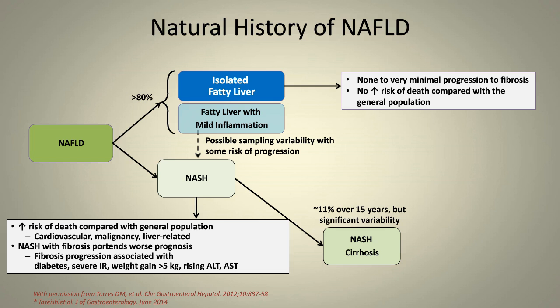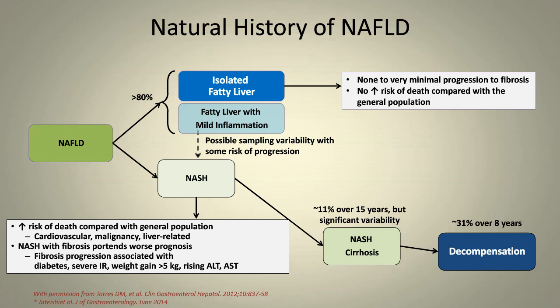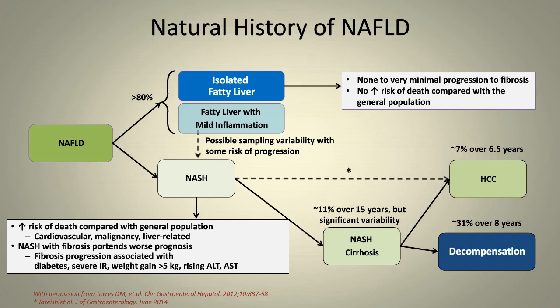We know that diabetes increases the rate of progression, as does a rising ALT level. And then about 1/3 of patients will decompensate over the next 8 years, and some people will go on to develop hepatocellular carcinoma. The sobering statistic is that you don't have to go through a NASH phenotype to get to liver cancer, and this tends to be accentuated in the Asian population, where about 50% of patients that have liver cancer have either NAFLD or NASH with mild degrees of fibrosis.